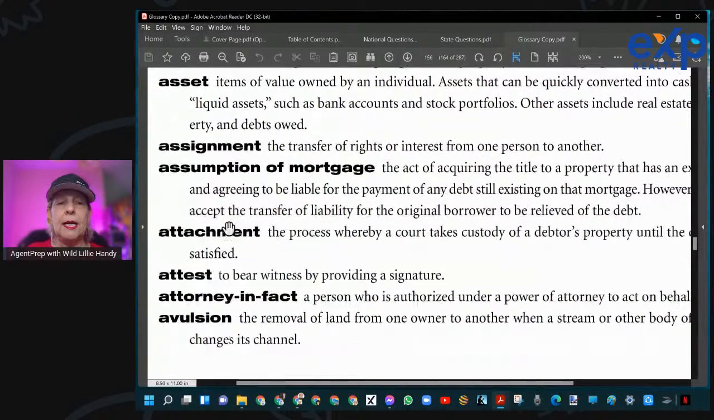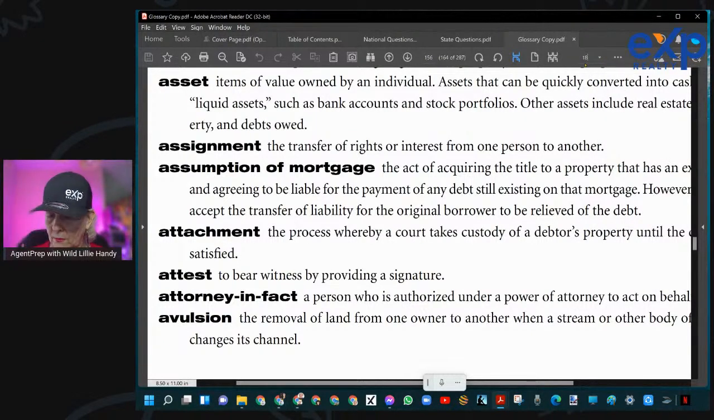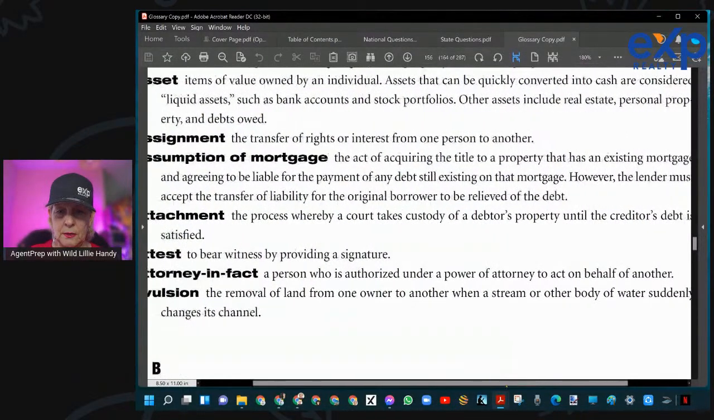Okay, assumption of mortgage. I need to minimize the screen a little bit so we can see the whole thing. Wow.